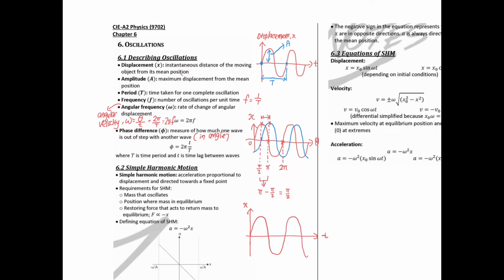Same graph. So let's say I have 0, 2, 4, 6, 8, 10, 12, 14, 16. Okay, now I have another graph. Same graph. You know the phase difference is pi over 2.